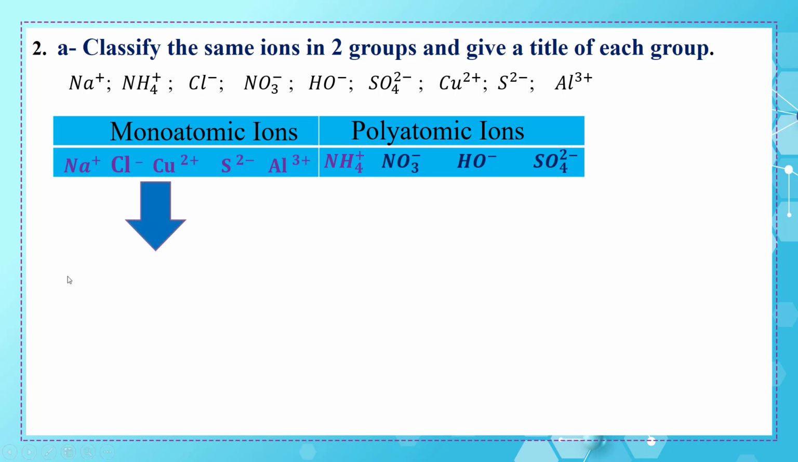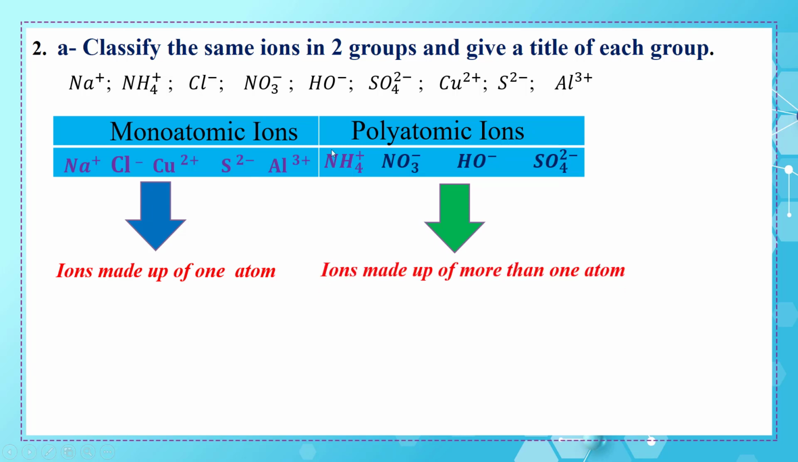Keep attention here and notice, guys, in this group we have ions that made up of one atom, while here we have ions that made up of more than one atom. More than, this means that 2 and above.